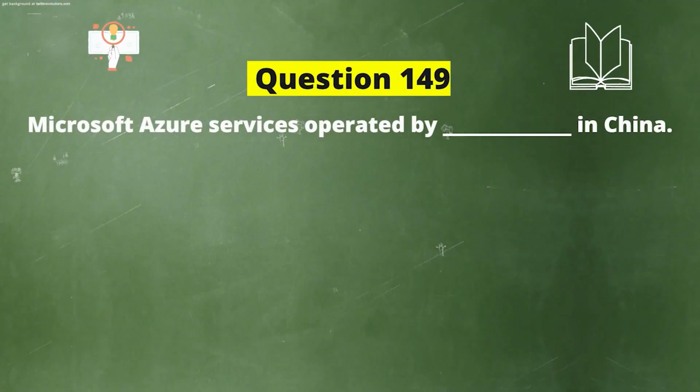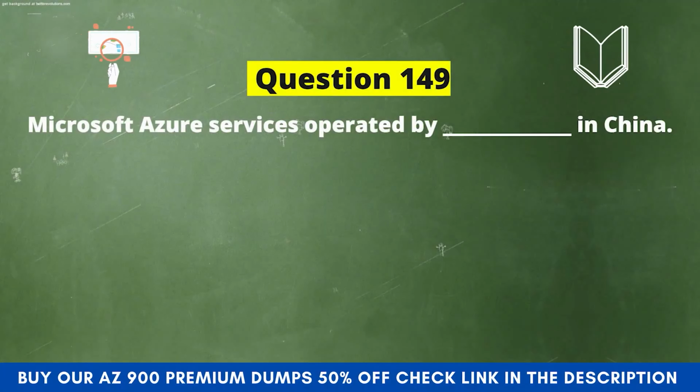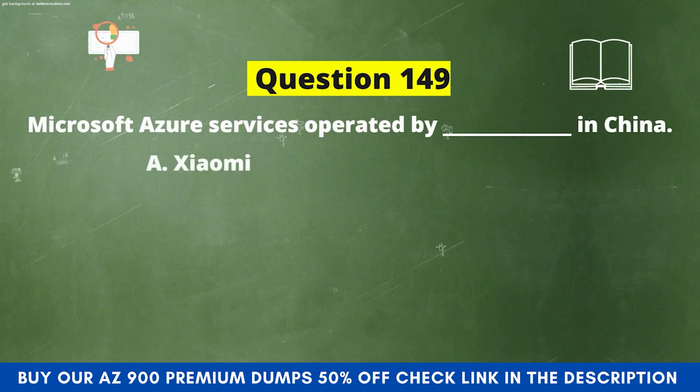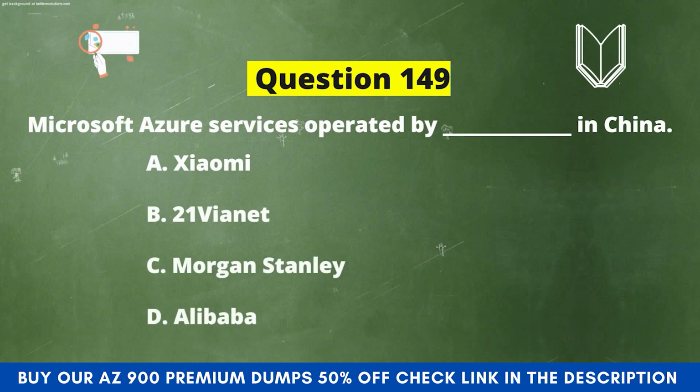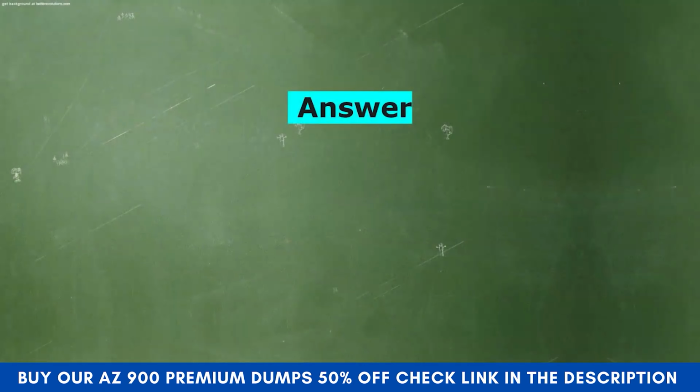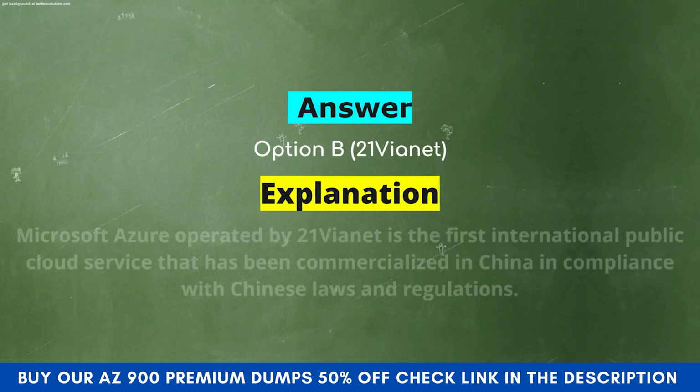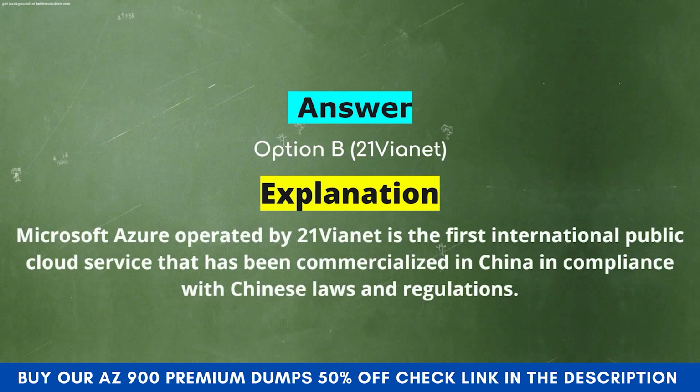Next question. Microsoft Azure services operated by dash in China. Option A, Xiaomi. Option B, 21Vianet. Option C, Morgan Stanley. Option D, Alibaba. And the correct answer is option B, 21Vianet. Explanation. Microsoft Azure, operated by 21Vianet, is the first international public cloud service that has been commercialized in China in compliance with Chinese laws and regulations.